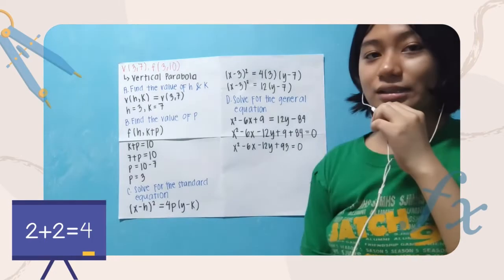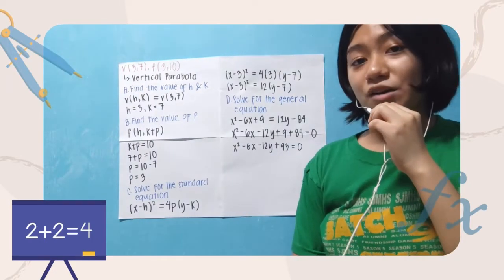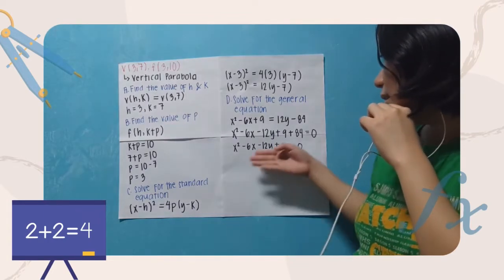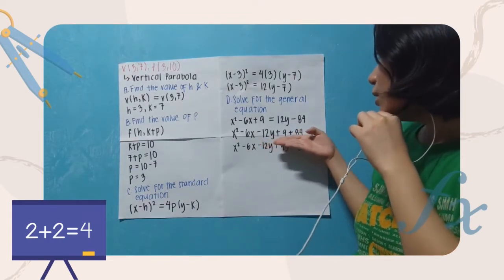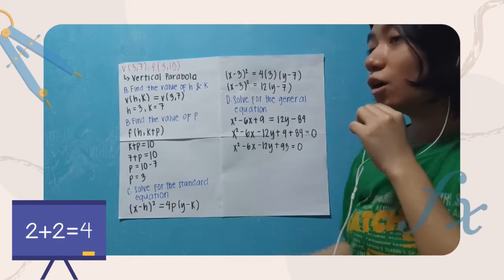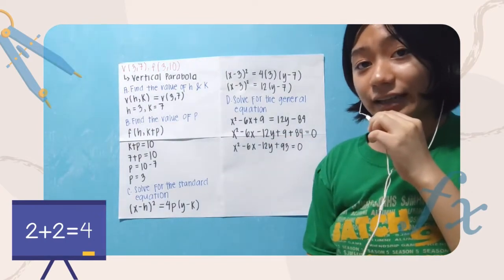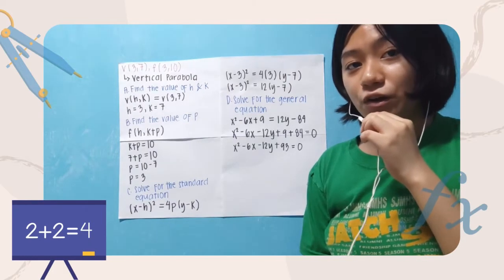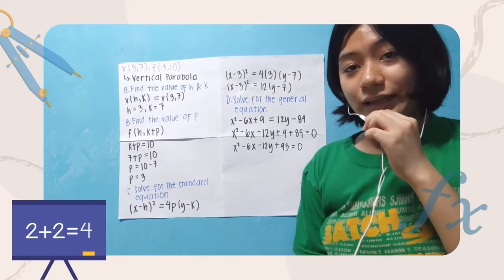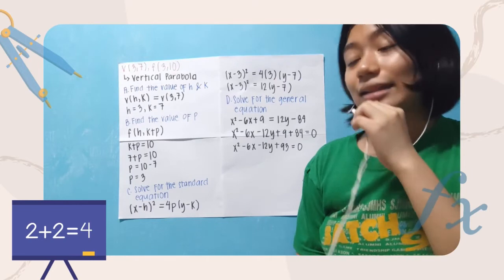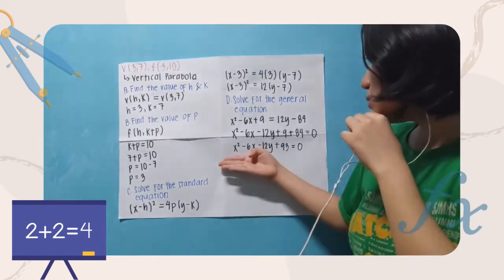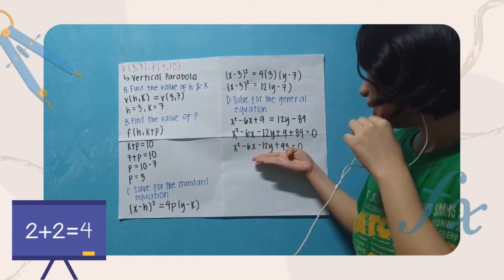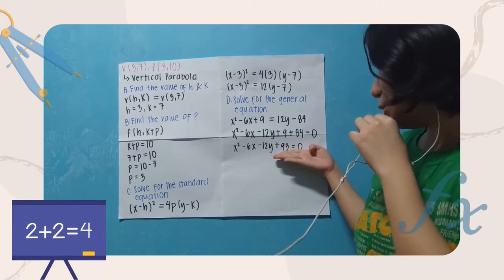Finally, we just need to perform the necessary operation by adding 9 and 84 and arranging it to the general equation of the vertical parabola. And that gives us x squared minus 6x minus 12y plus 93 equals 0.